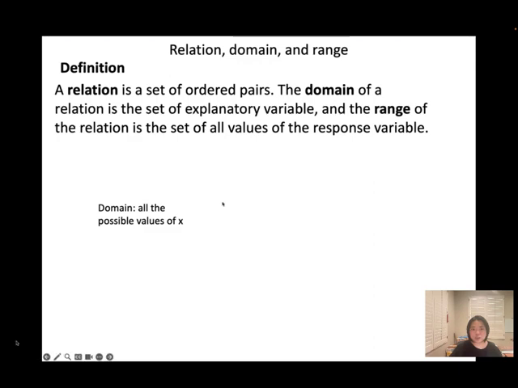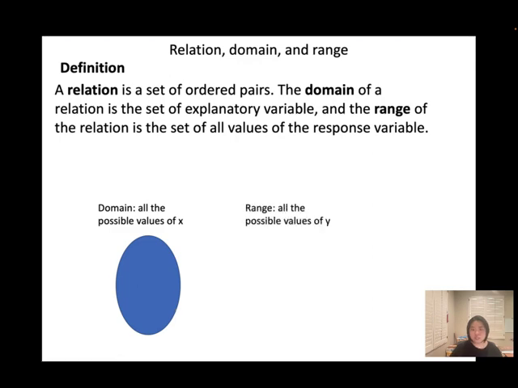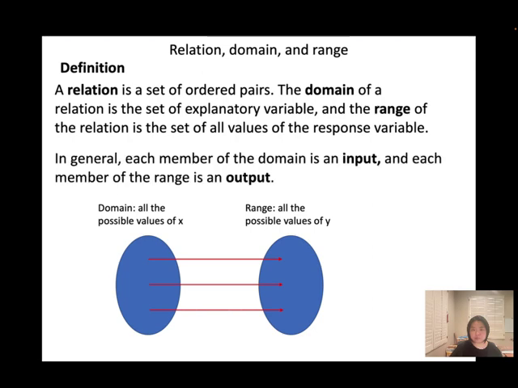First, look at the domain. Domain is talking about all the possible values of x. So assume this is going to be my domain, all the possible values of x. And then for y, the range, we have this guy here. All the possible values of y, that is your range. So from the x to the y. The domain is going to be your input, and then your range will be your output here.